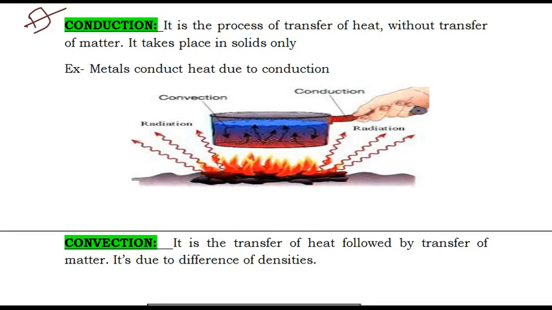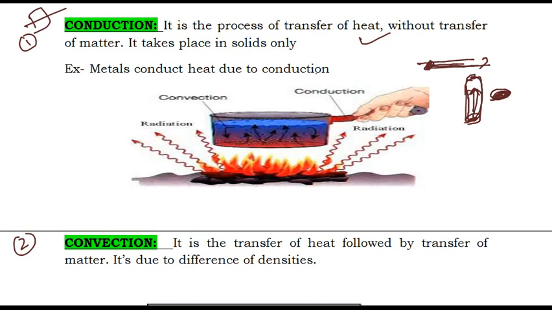Some of the important properties we need to know about heat are conduction, convection, as well as radiation. Conduction is nothing but transfer of heat in matter without transfer of matter. See here, you take a rod and heat the rod. Heat will pass, but the particles of the rod will not move, and the shape of the rod will be the same. Only heat will go through. Transfer of matter does not take place. So in conduction, only transfer of heat is there.